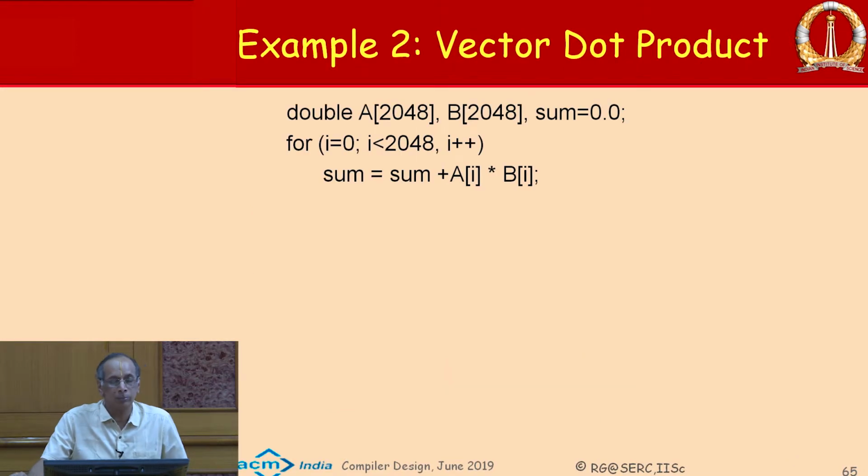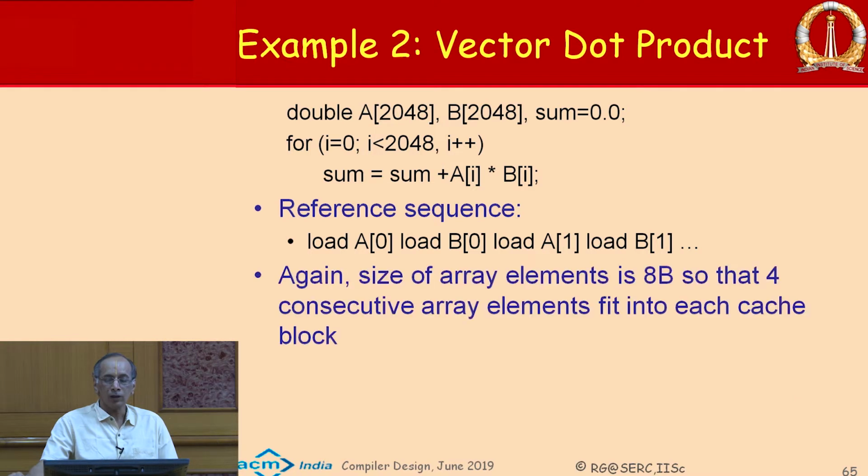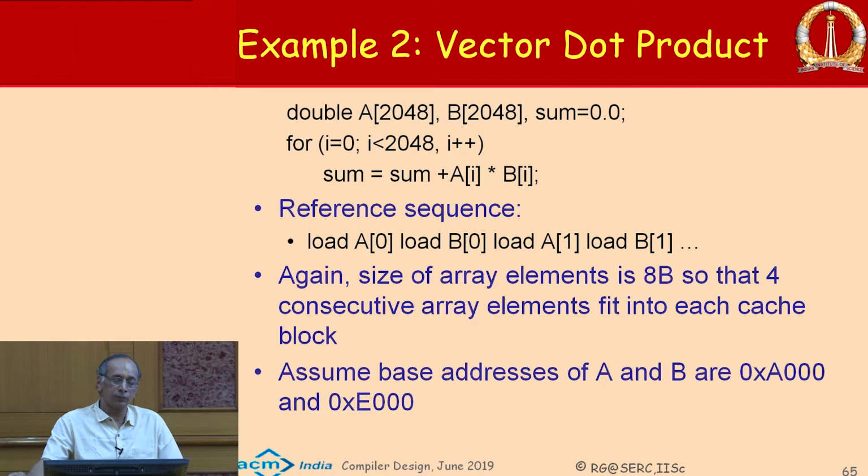Let us look at another example where you have 2 arrays, each one of them is 2048. In this particular case, the order in which you are going to do the accesses is that you are going to access A of 0 followed by B of 0, A of 1 followed by B of 1, and so on. Supposing array A is in this location and array B is in this location, exactly offset by 2k into 8.